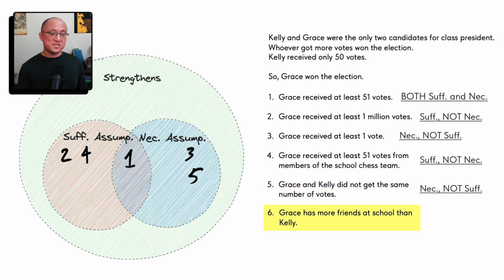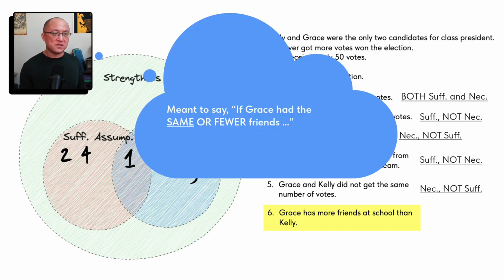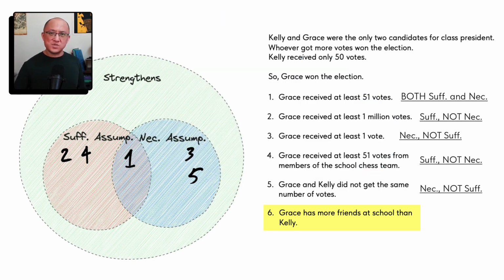And finally, number 6 says Grace has more friends at school than Kelly. If that's true, is that going to prove that she got more than 50 votes? No, I don't really know what friendship has to do with getting votes in the election. So it's not a sufficient assumption. Is it necessary that she had more friends than Kelly? Well, let's see. If it were not true, if Grace had fewer friends than Kelly, that doesn't hurt this argument because the logic of the argument was about the number of votes. It wasn't about the number of friends that each person had. So taking number 6 away is not a necessary assumption either.